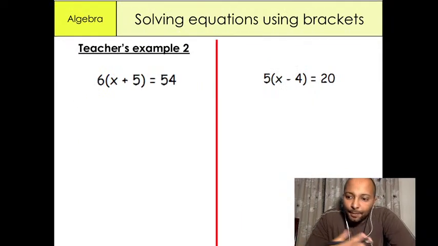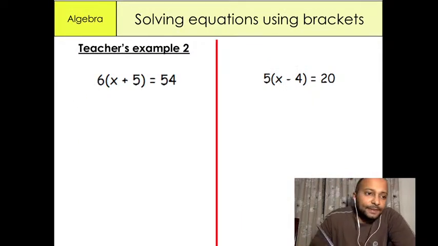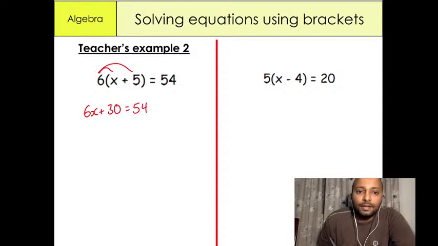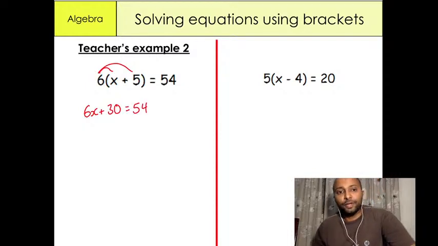Now the second example, we're going to repeat the same process. So we have 6x, 6 times x is 6x, 6 times 5 is 30, is equal to 54.